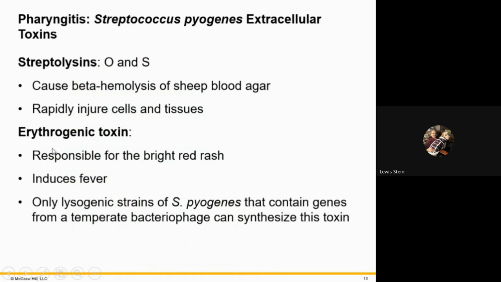But again, the superantigen induces fever, and genes from a temperate bacteriophage can synthesize this toxin. What that means, you remember back, I touched on it in passing when we started to look at viruses. It means they've been infected by a virus called the bacteriophage, and it's allowed them to make this toxin. The same way botulism, the same way strains of E. coli, the same way various other kinds of gastrointestinal bacteria, they've encountered a virus that has given them, by becoming latent, basically incorporating that little bit of genetic material that says you can make this toxin.